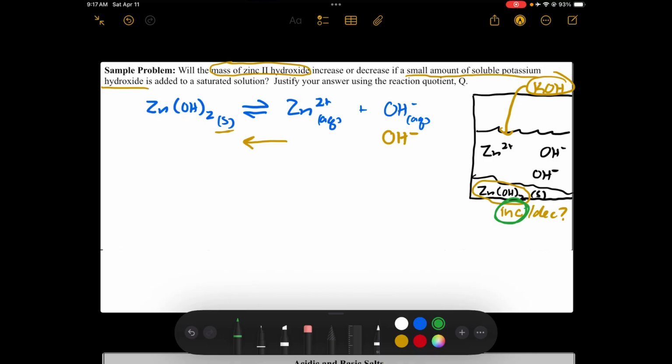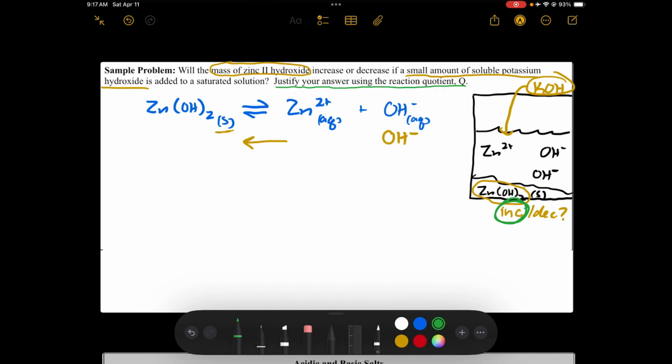Now, before I hurriedly write that down as an answer, you have to pay attention to what your problem is asking you to do. Because it says, will the mass increase or will it decrease? But it asks you specifically to justify that answer using the reaction quotient Q. So we can't just say because of the common ion effect this happens. We have to talk about Q as well.